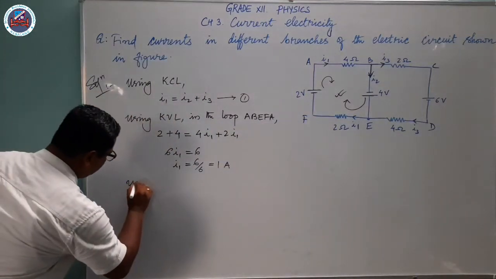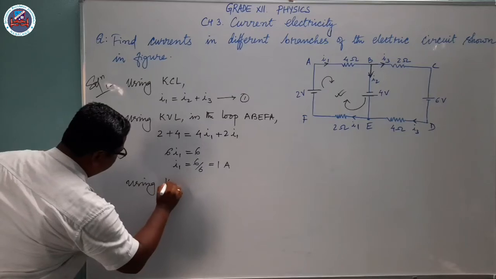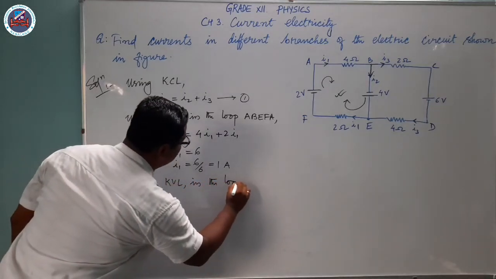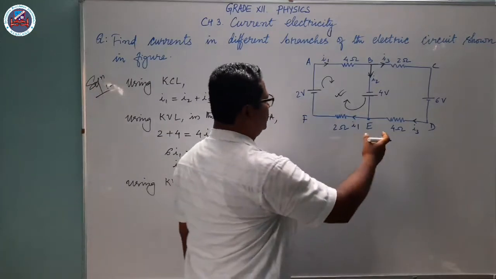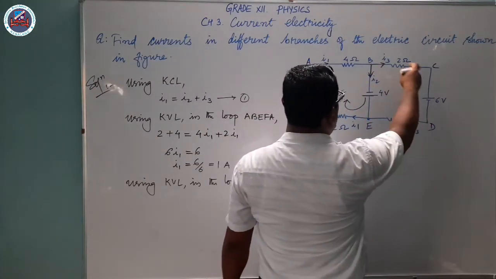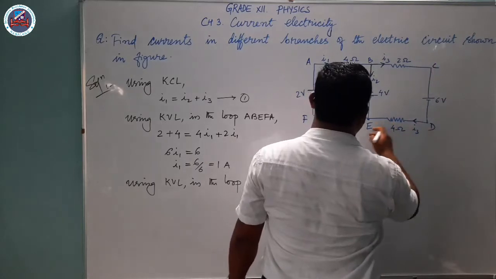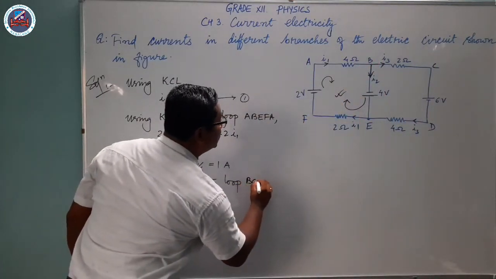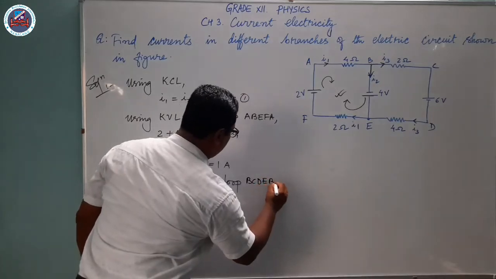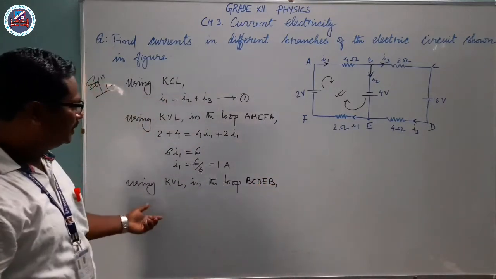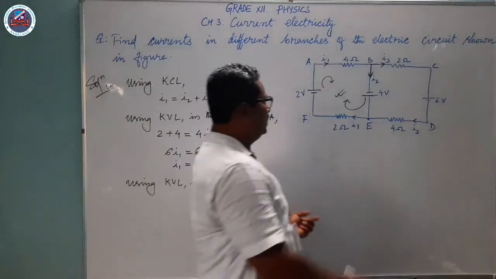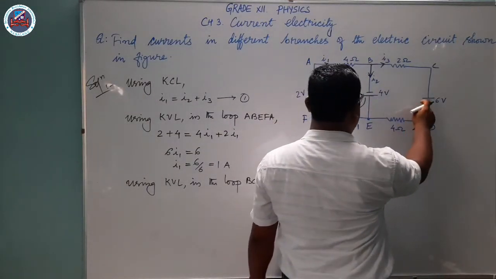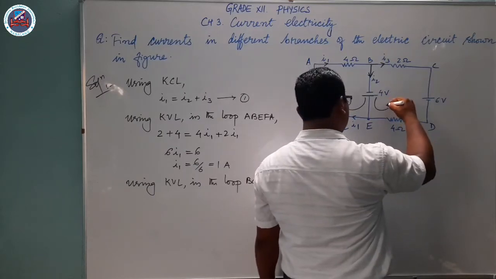Again using KVL in the loop. Your loop name you can give how you want to take it, clockwise or anti-clockwise. Let us take B, C, D, E, B. And again we will use the sum of the EMFs on the left hand side. Here, first EMF is this one, suppose I have chosen. This one I have taken the second one. This current will flow in this direction.